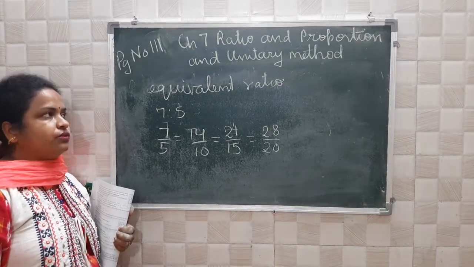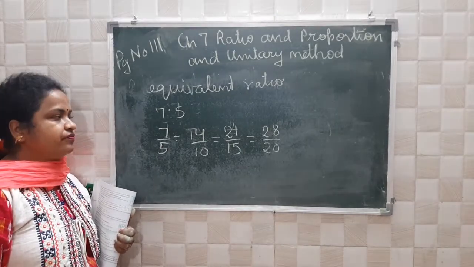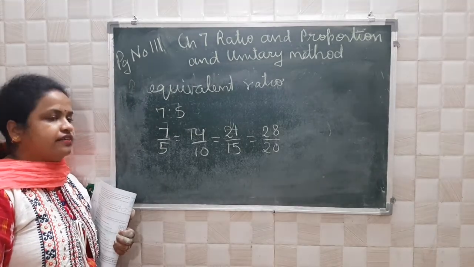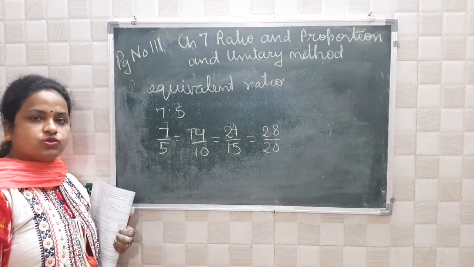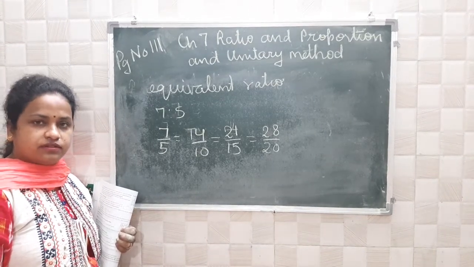So how to write in the form of equivalent ratio? 7 is to 5, you can write 14 is to 10, 21 is to 15 and 28 is to 20.